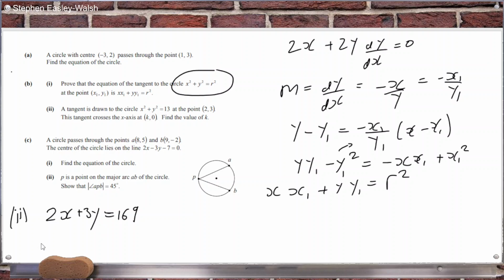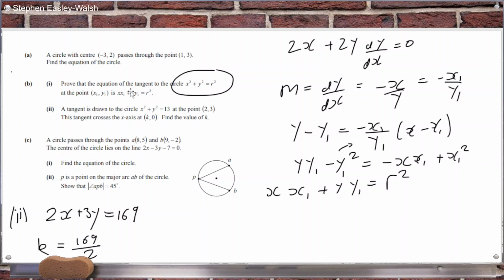Oh, okay, so let's just make y equal 0. Okay, so k will equal 169 over 2. Yeah. Okay, now on to the always tricky part C.